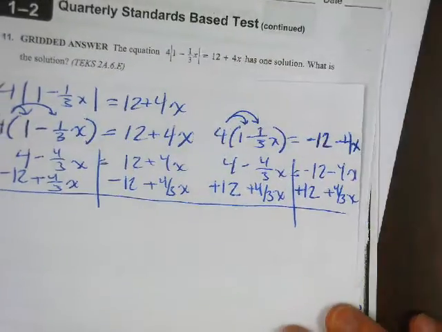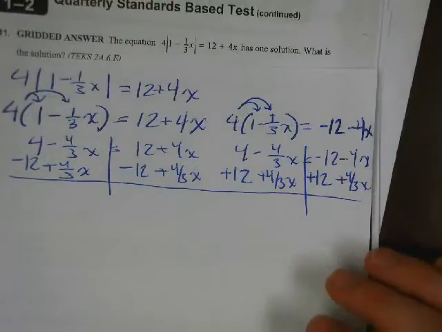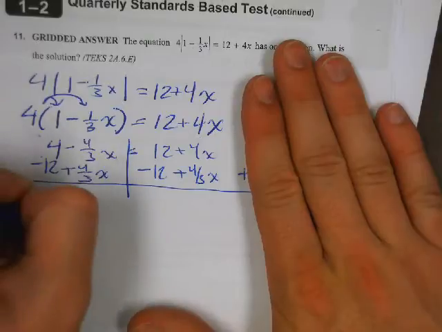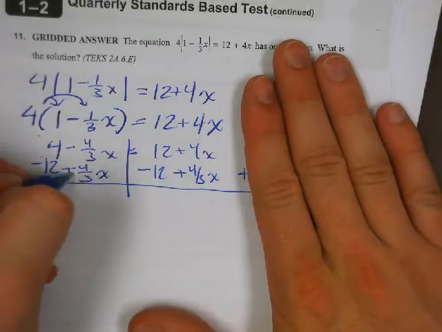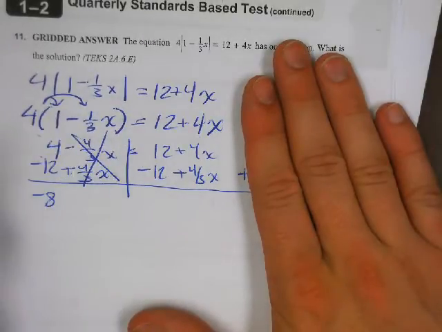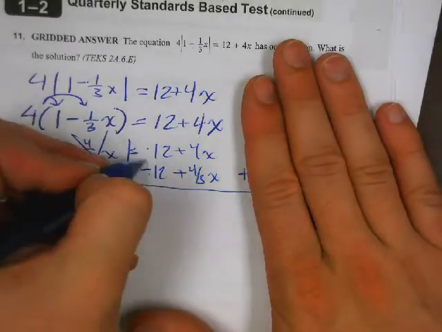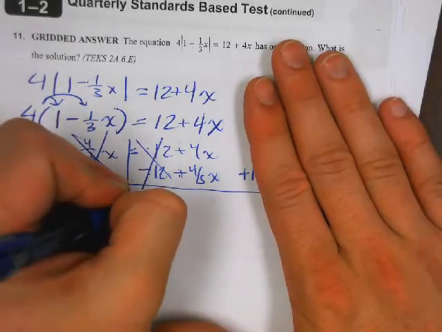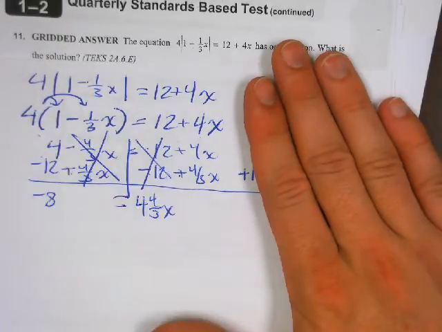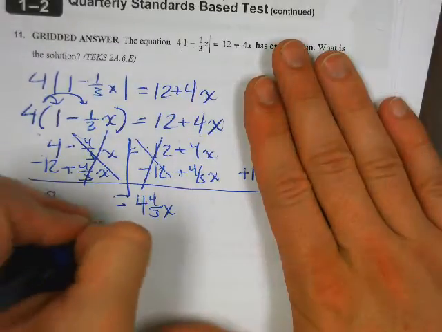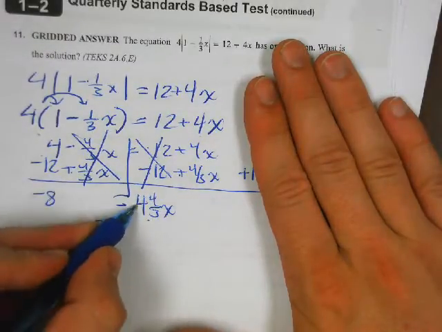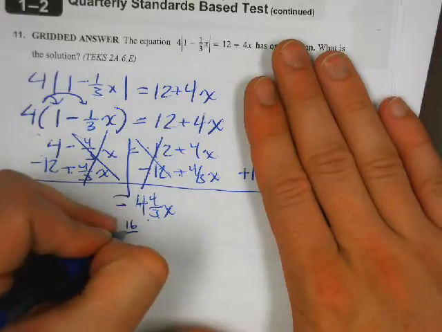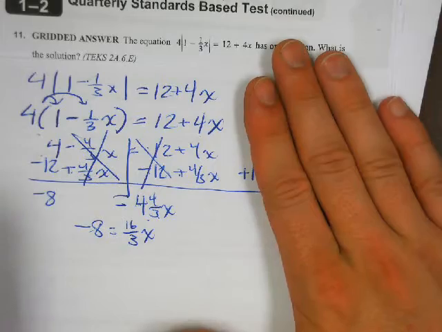And now we're ready to add everything up. So on my left-hand equation, I have 4 minus 12, which is negative 8. Negative 4/3 of something and positive 4/3 of something goes away. And we're left with 12 minus 12, which goes away. And I have 4x plus 4/3 x. So that's 4 and 4/3 x all together. So negative 8 equals 12 times 4, or 3 times 4 is 12.